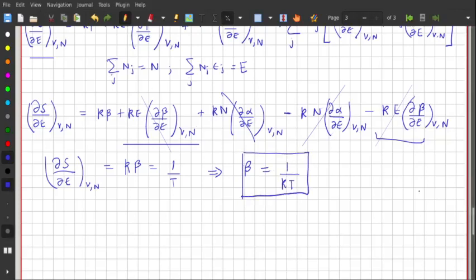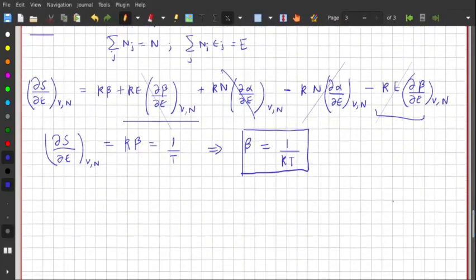Next, remember we have two Lagrange multipliers. We also have to find out alpha. That we will do in the next segment. Okay, so thank you.